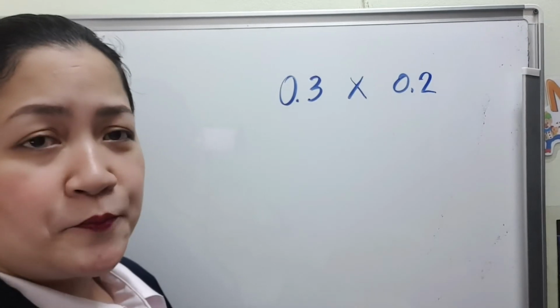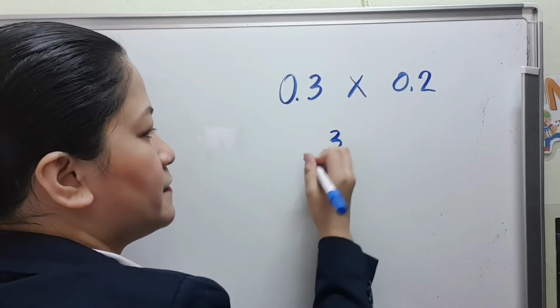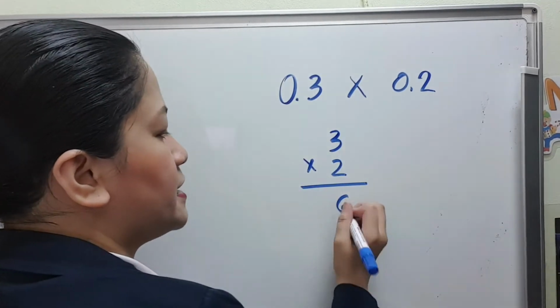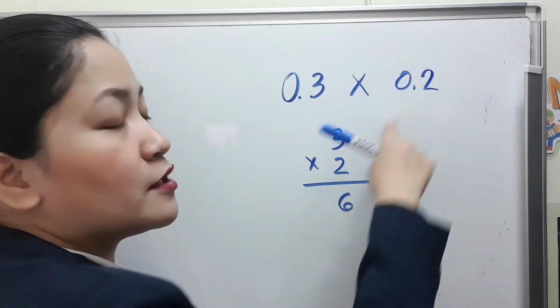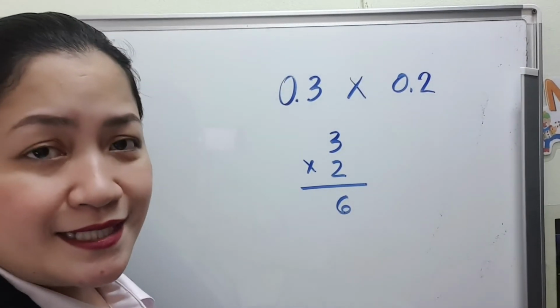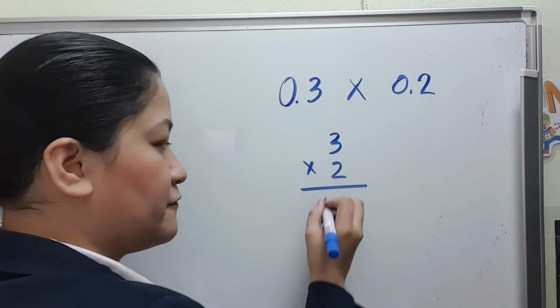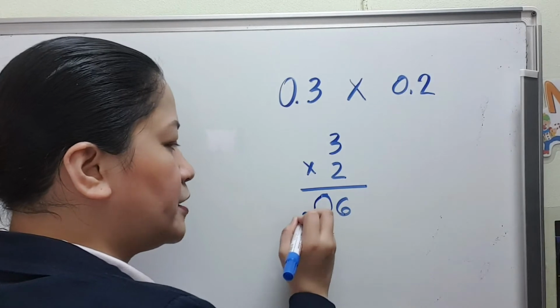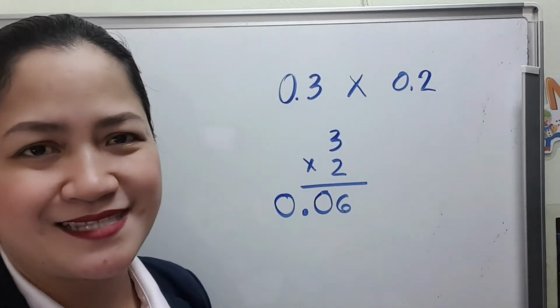Now we have 0.3 times 0.2. So that will be 3 times 2, which is 6. We have 1 decimal place here, another 1 decimal place here. We need 2 decimal places. Our answer is only a 1 digit number. That means we will add 0 to its left. 0, and then the point, and then 0. So making it 0.06. So that's how we multiply decimals.